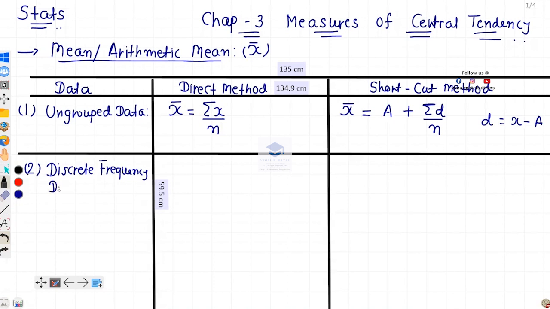For discrete frequency distribution, here x bar is equal to sigma fx upon n. Or small f. F is frequency, x means value of x. So we will multiply it, and n means total of frequency. That is sigma f. Okay.